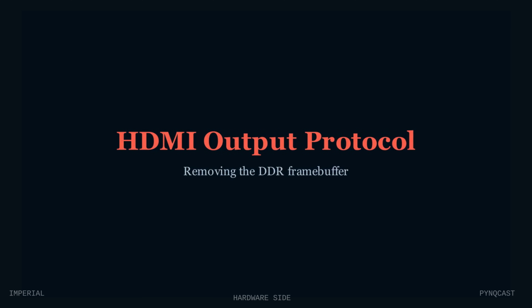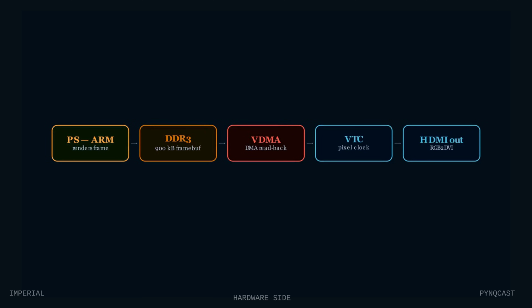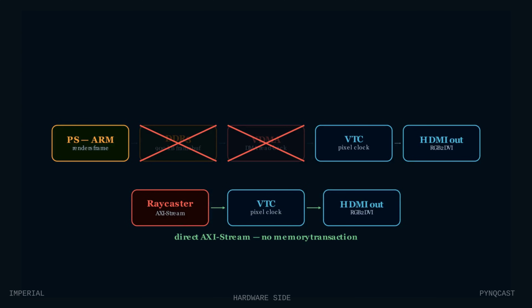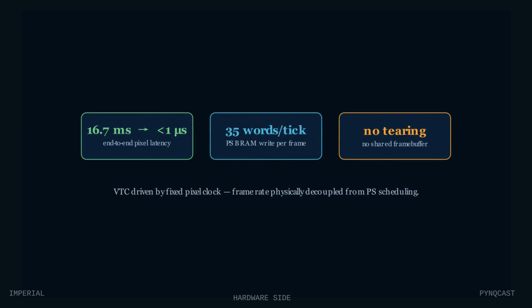The default PYNQ pipeline writes every frame to DDR3, 900 kilobytes, 55 megabytes per second, and frame rate is tied to the ARM. We removed the VDMA entirely. The VTC runs on a fixed pixel clock, so frame rate is now hardware locked. Tearing is impossible, and a full 55 megabytes per second is freed from the network.